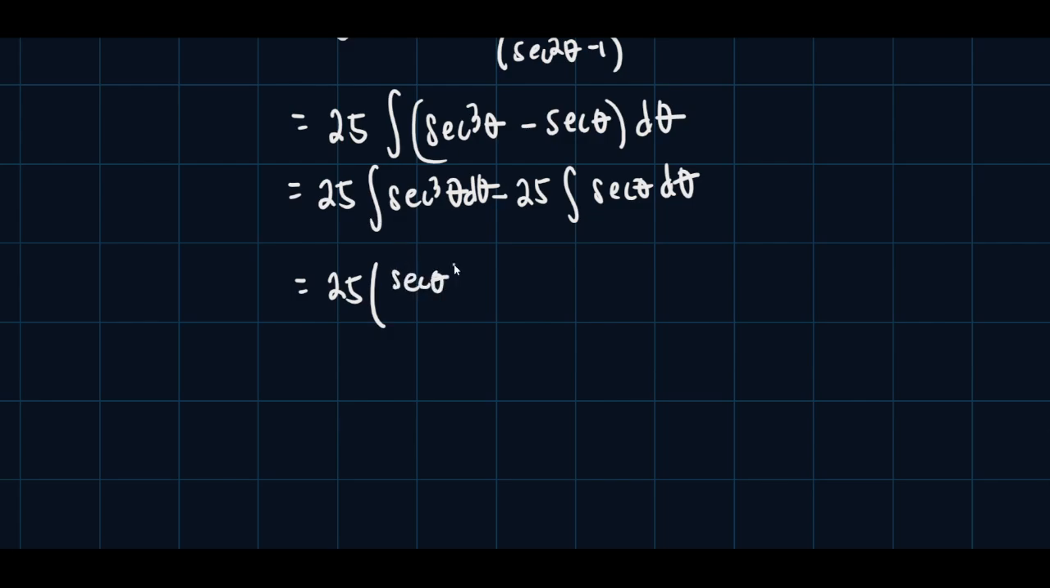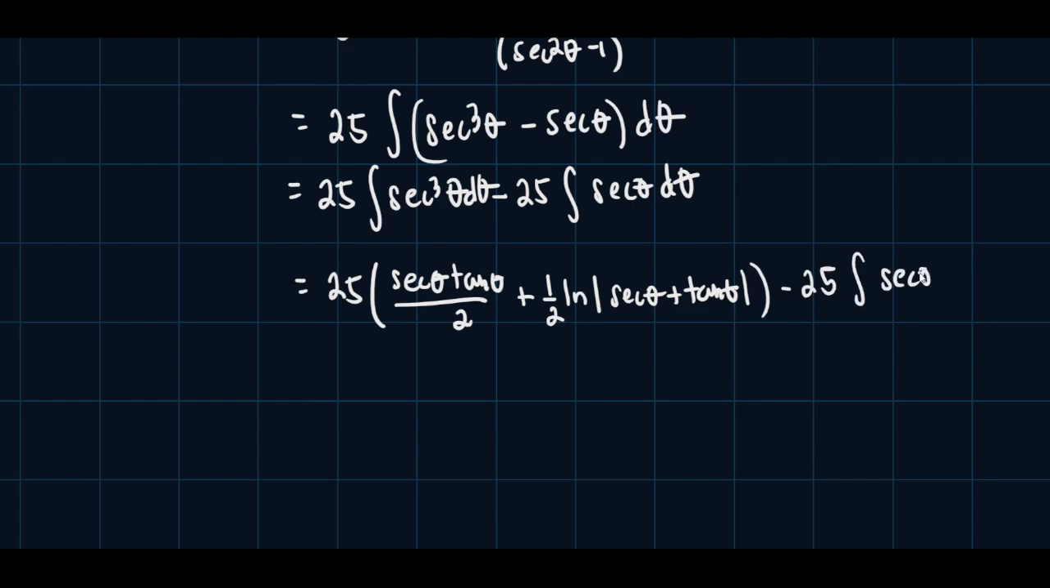secant theta tangent theta over 2 plus 1/2 ln ng secant theta plus tangent theta, minus 25 integral ng secant theta d theta. Okay, secant theta, integral ng secant theta, we also know that. So, expand ko na to.